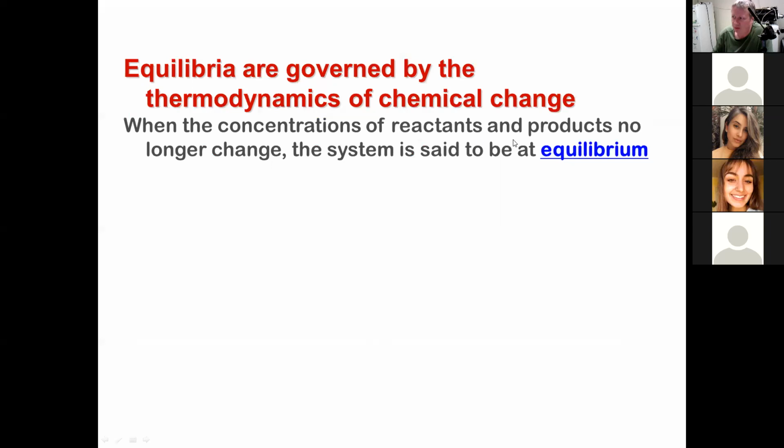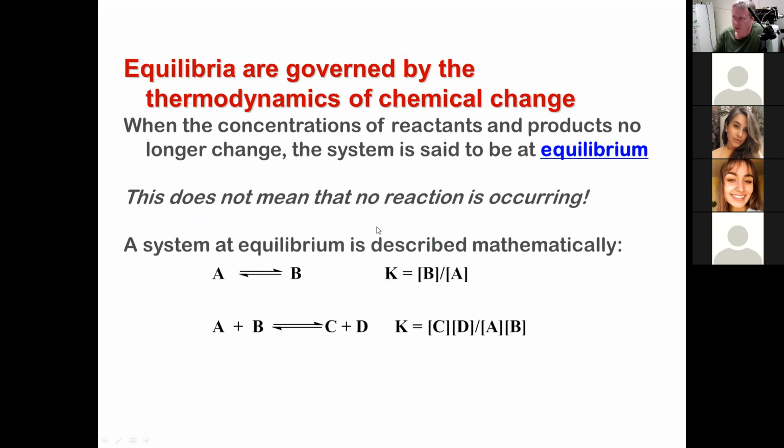When concentrations of reactants and products no longer change, so if we have A and B and they're going back and forth, once they're no longer changing, the system is said to be at equilibrium. So this does not mean that no reactions are occurring. It just means that, like in this example, A isn't changing and B isn't changing. The amount of A is the same and the amount of B is the same.